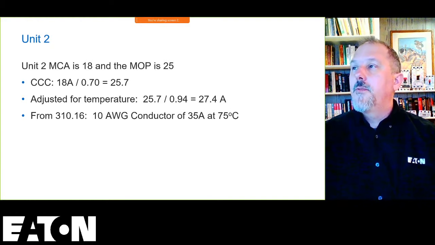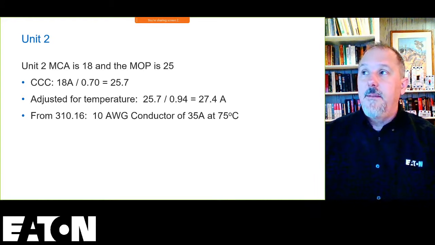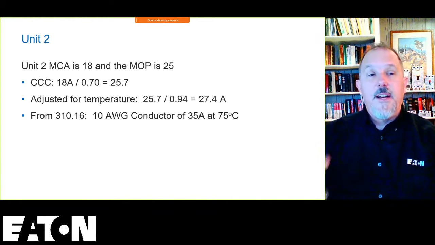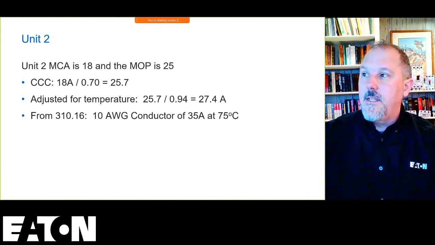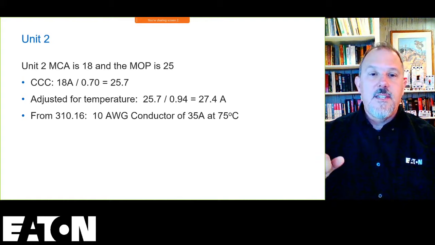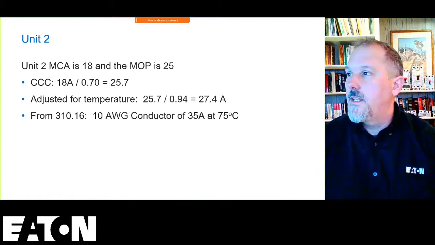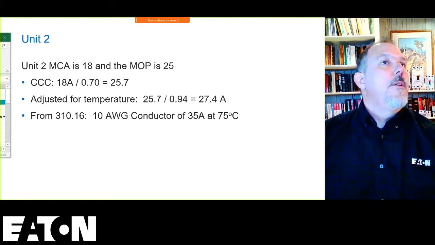Unit 2, minimum circuit ampacity of 18. I do the same correction factors. They're all in the same raceway. I do 18 divided by 0.7, I get 25.7. I do 25.7 divided by 0.94, I get 27.4. And then from 310.16, I have a 10-gauge conductor, which is 35 amps at 75 degrees C. So I'm in a 10 on that one. My first one is a 6, my second one is a 10. Unit 2, a number 10.